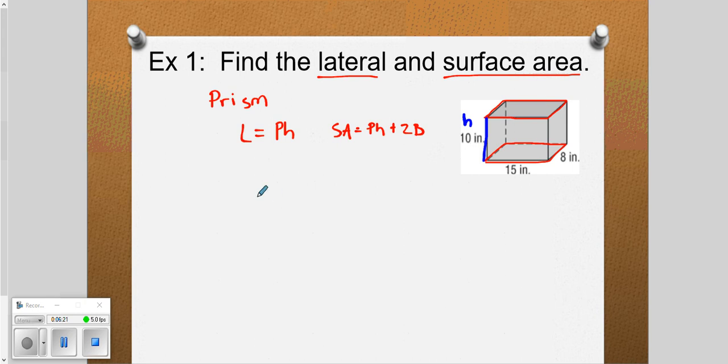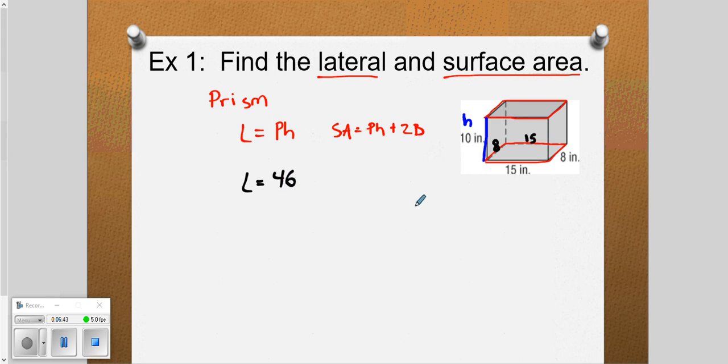So to do lateral, it's perimeter of the base. So we're looking at one of these. So if that's 15, that's 15. If that's 8, that's 8. So to get our perimeter, we'd find the sum. 15 and 15 gives me 30. 8 and 8 would give me 16. 16 and 30 would give me 46.